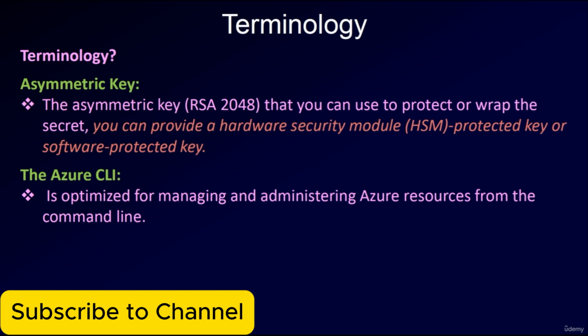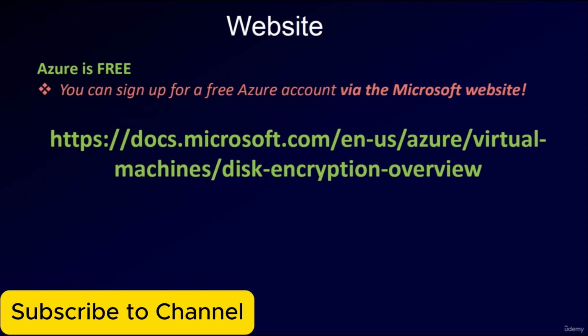Then we have the Azure CLI, and it's optimized for managing and administrating Azure resources from the command line. Again, this is also built into the portal, and you can navigate to that by selecting Cloud Shell, and you can choose whether you want to use Bash or PowerShell. Again, to learn more about Azure Disk Encryption, I encourage you to have a look at the link below. This will give you some more in-depth knowledge on how you can deploy disk encryption in your environment. That being said, let's bounce straight into our live lab and let's go and encrypt a VM disk.